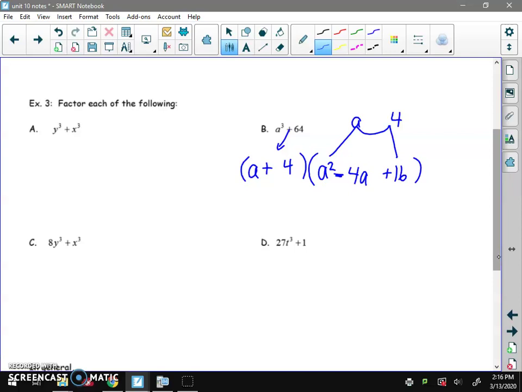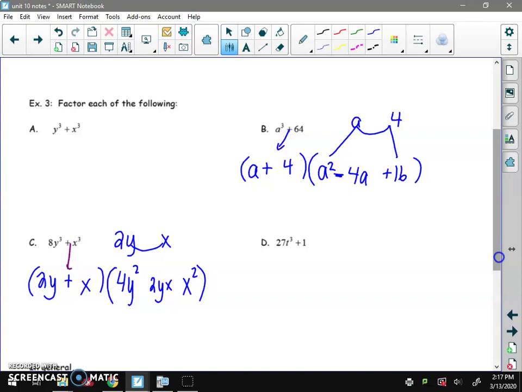So let's try 8y cubed plus x cubed. My first cube root here is 2y. My second cube root here is x. So I'm going to start out, and I remember I have to do the same, so it has to be plus x. Now, in the parentheses, I square the first one. That's 4y squared. I square the last one. That's x squared. To get the middle term, I multiply them together, 2yx. Now, I've got to put the signs in. This was the same, which means this has to be opposite, so that's got to be a negative, and then always positive for the last term.